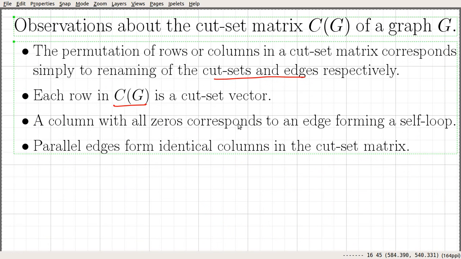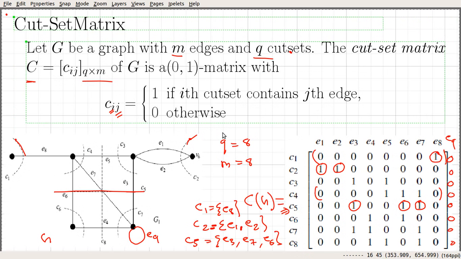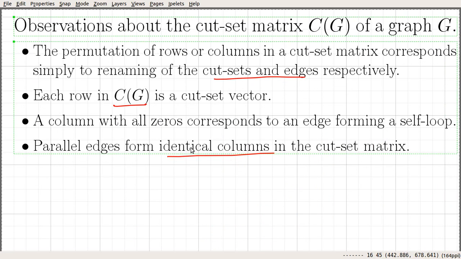A column with all zeros corresponds to an edge forming a self loop, and again we can very easily see that parallel edges form identical columns in a cut set matrix. This graph does have parallel edges E1 and E2. So if we look at these two columns, E1 and E2, they look identical. We can see that from this example. So these are some simple observations about cut set matrices.